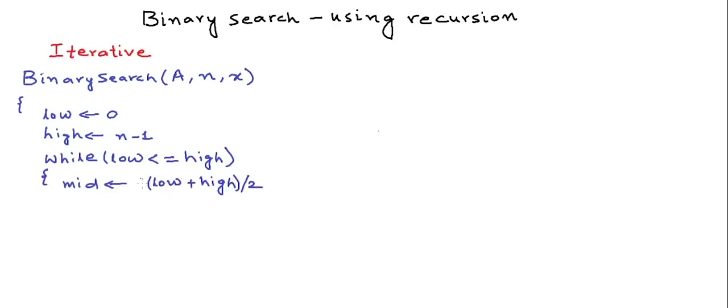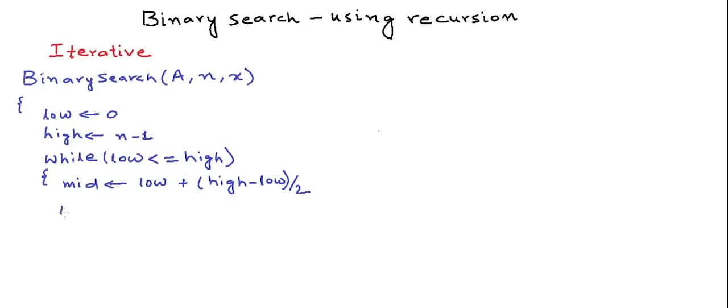It's a better practice to calculate mid as low plus high minus low upon 2, which is the same thing except that we are not calculating low plus high. Sometimes low and high individually are within the range of an integer variable, but high plus low overflows the range or limit of an integer variable.